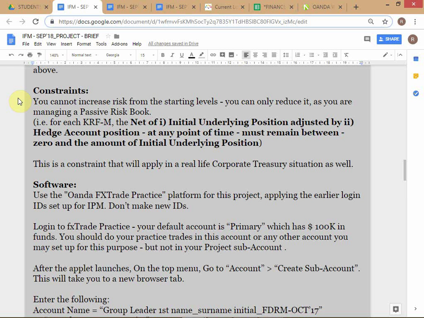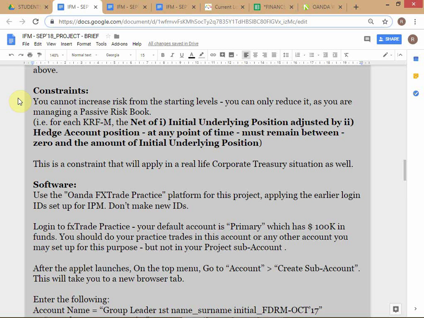Is everyone clear about the logic? This is the rule. You'll understand why, because this is a hedging situation. It's not a speculative book. It's a hedging book, so you have to manage it according to the classical principles of hedging. If you don't follow this rule, you're actually adding speculation to a hedging book, which is not the correct way to do it.